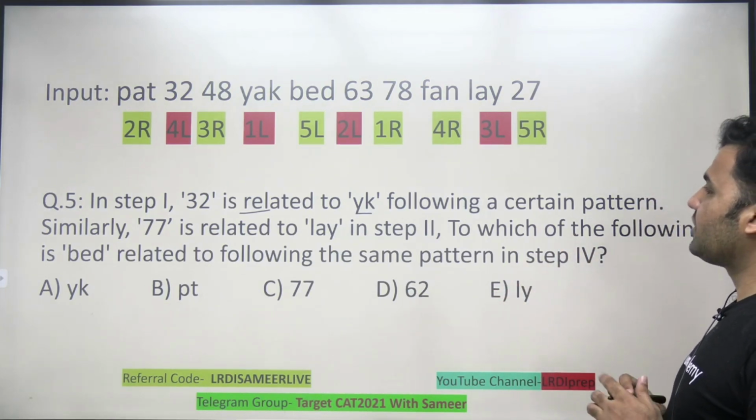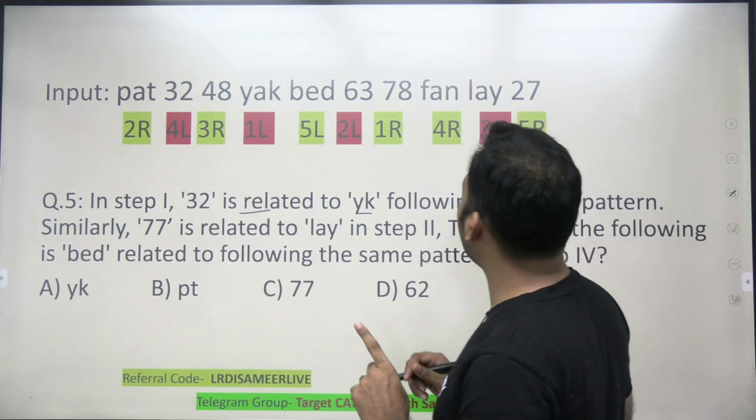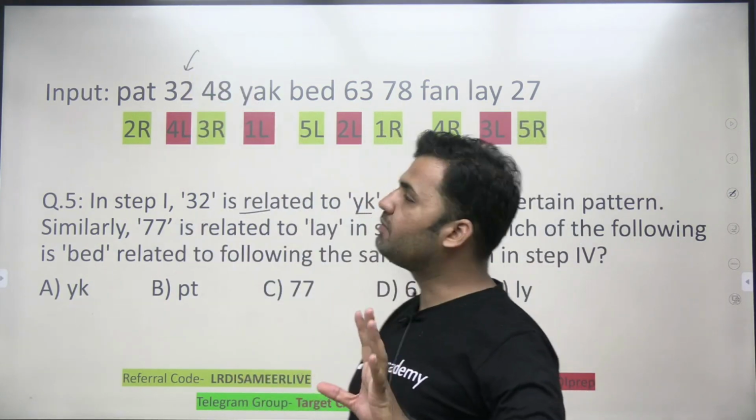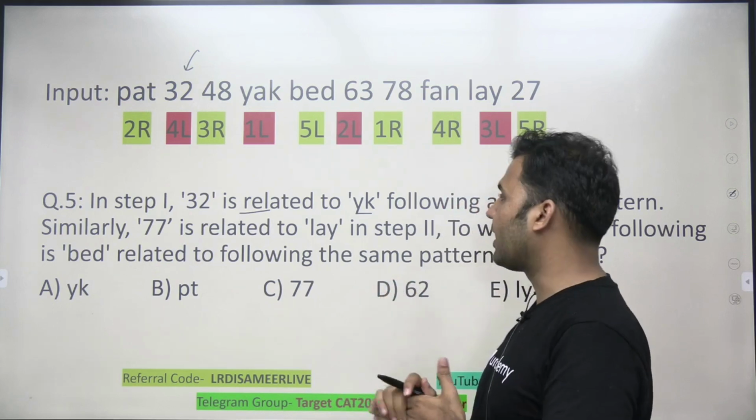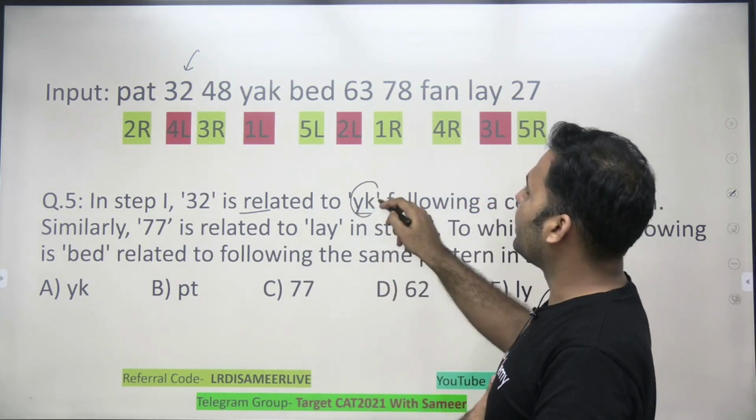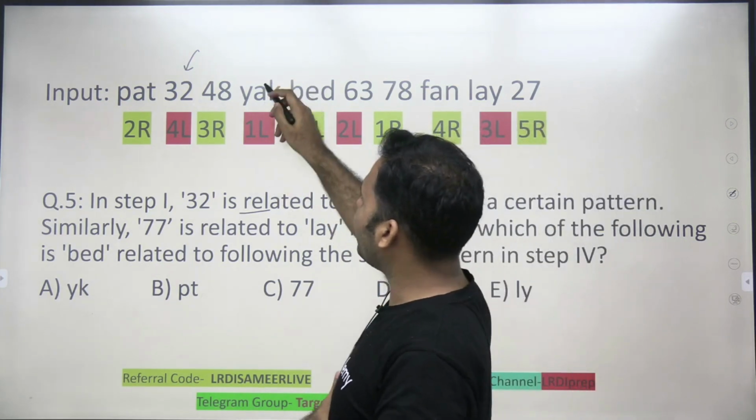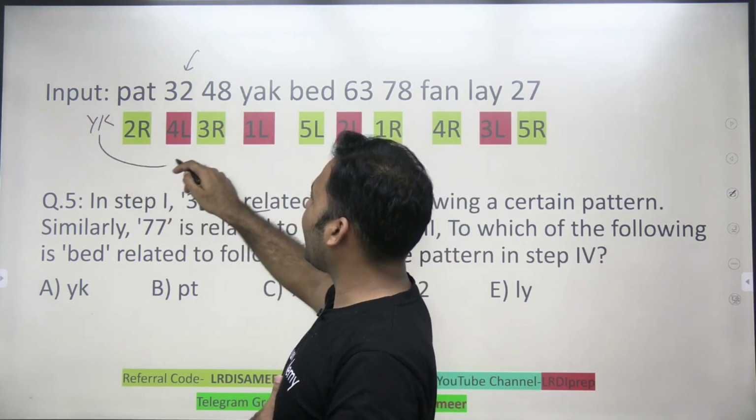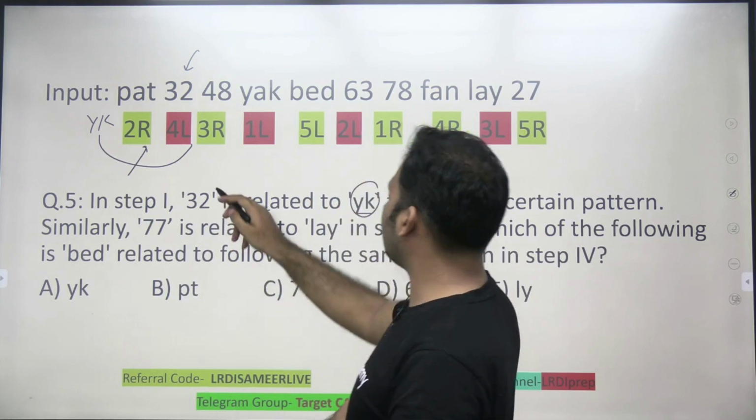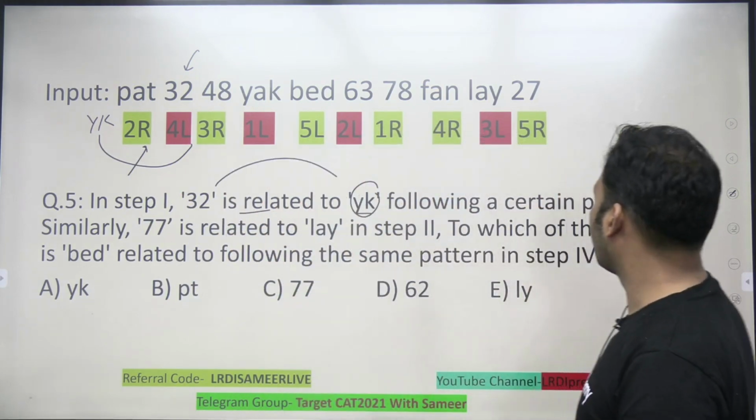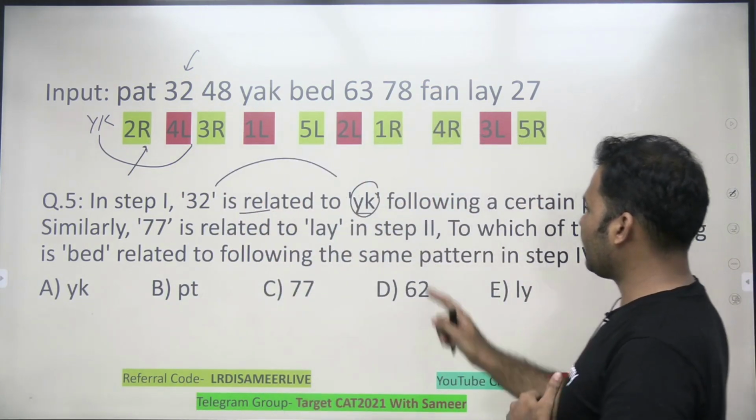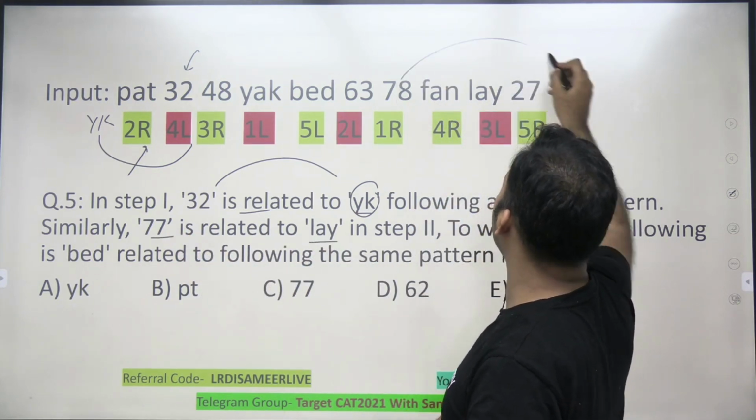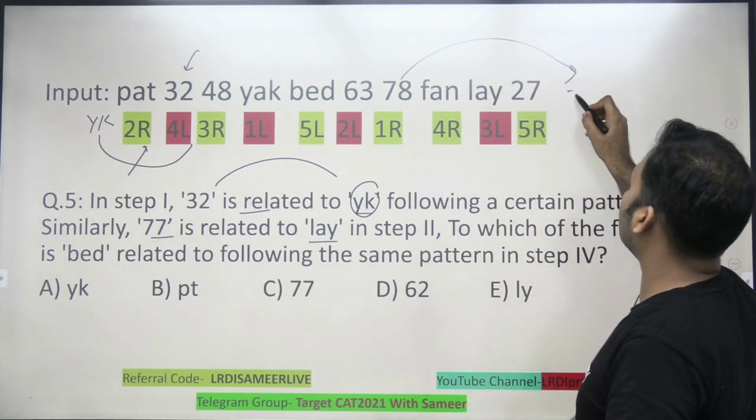Now see that in step 1, if you look at the element 32, it will not be positioned, 32 will not be ranked. Related to YK, YK is ranked as 1L, so it will be positioned over here. So you see that there's a gap of 1 step between YK and 32 in step 1. And if you look at step number 2, 77 and the word lay, 77 will be positioned right over here.